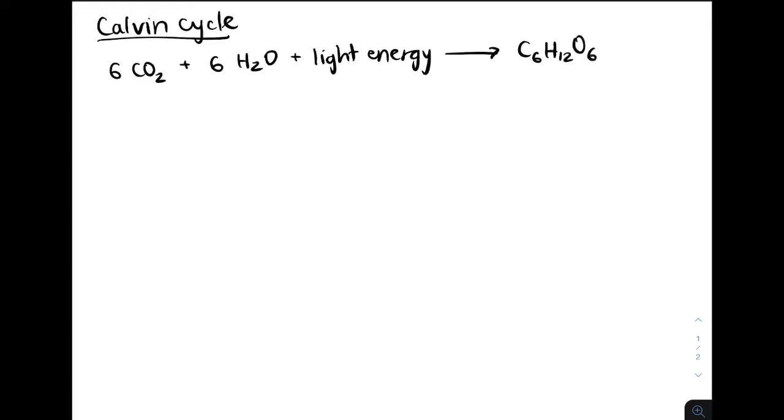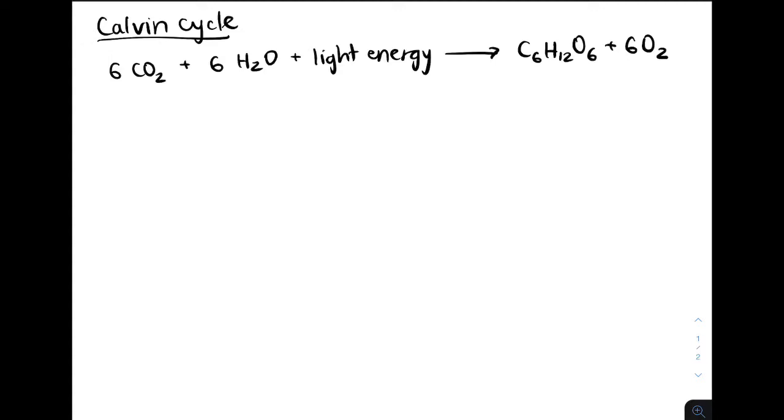Let's talk about the Calvin cycle. I want to start out by reminding you of the chemical reaction of photosynthesis. 6 carbon dioxide plus 6 H2O plus light energy yields glucose plus 6 molecules of oxygen.